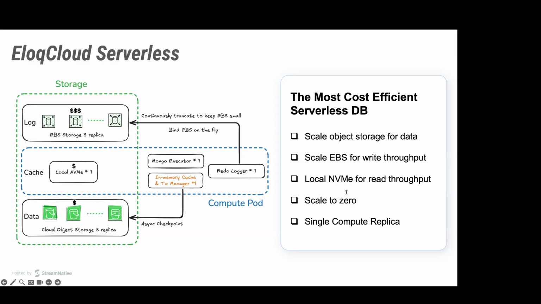Besides storage, we use Kubernetes pods to handle the failover and support one compute replica deployment: one Mongo executor, one transaction manager, and one redo logger. You can save CPU and memory resources and also avoid the cross-AZ network fee due to replication.